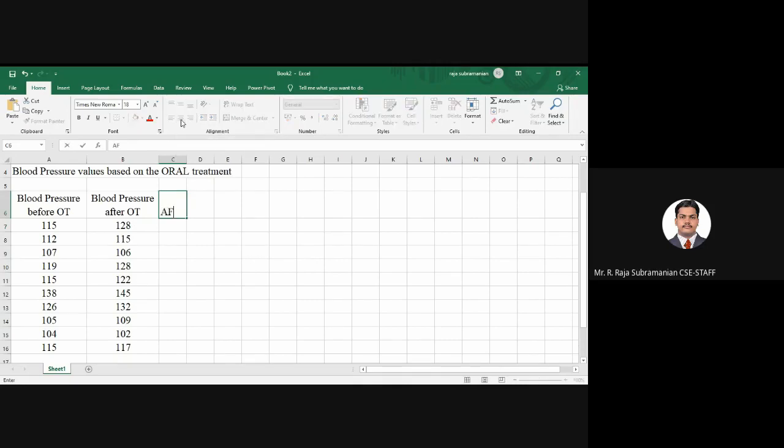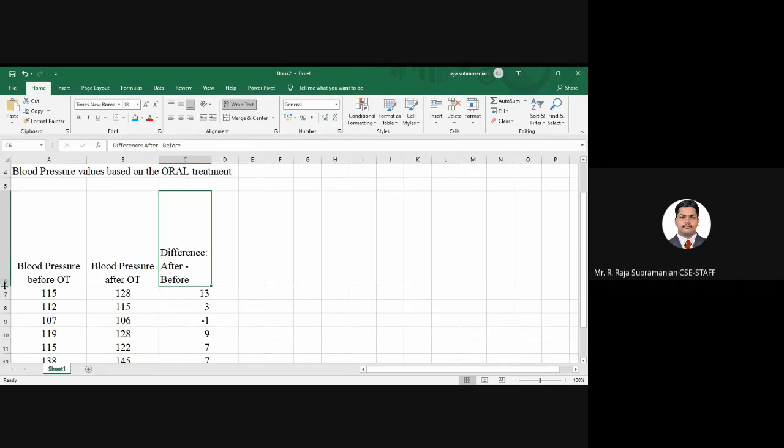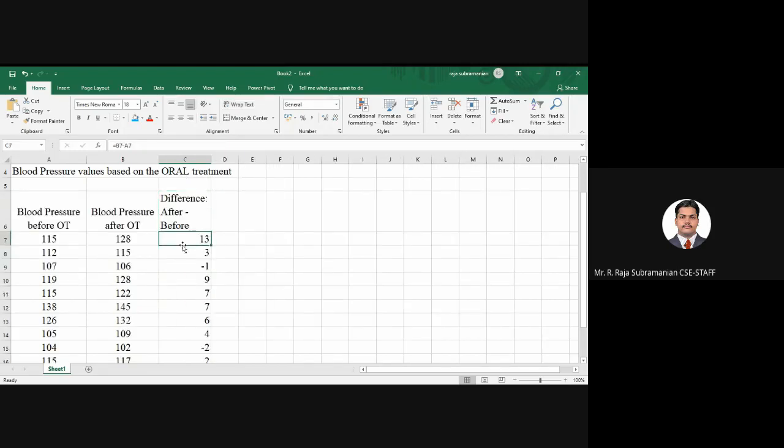Now what we can do is take after minus before. That is the difference between the blood pressure after minus before. The same procedure you have already seen. That is 128 minus 115. Similarly, 115 minus 112, I take the difference. This is going to be the difference, that is, after minus before. So this is ready now.